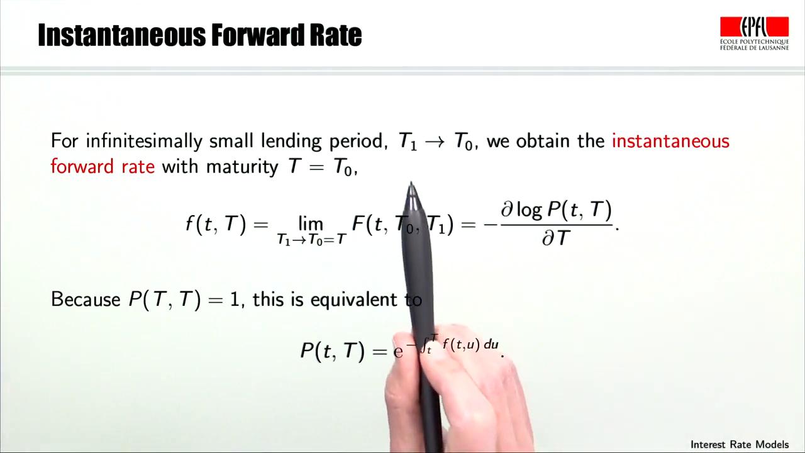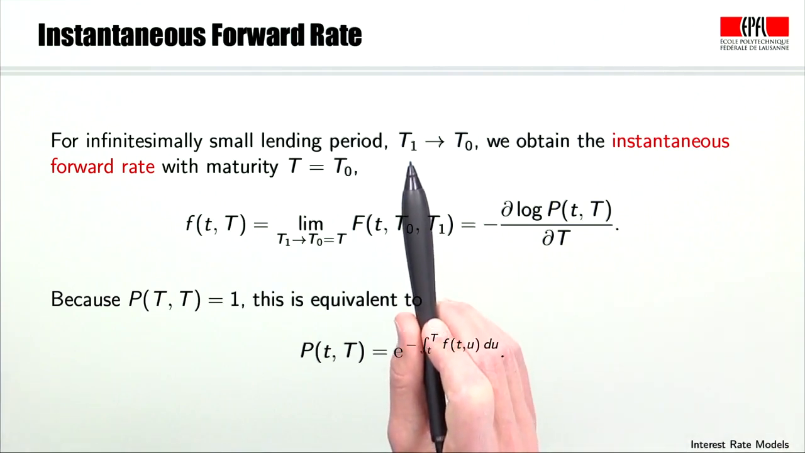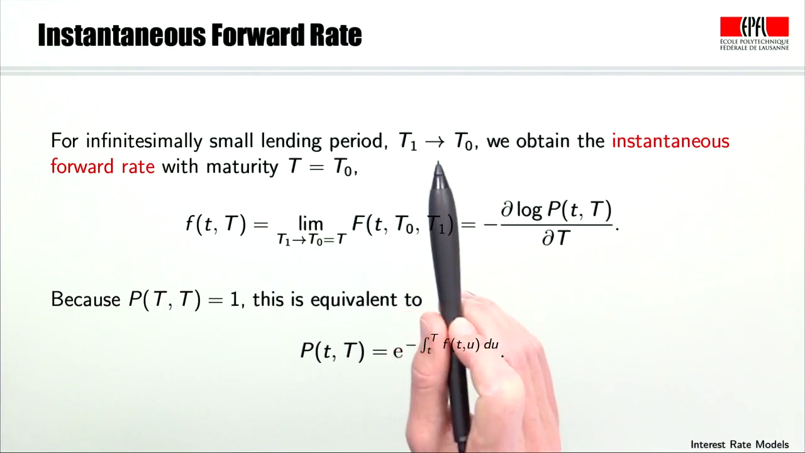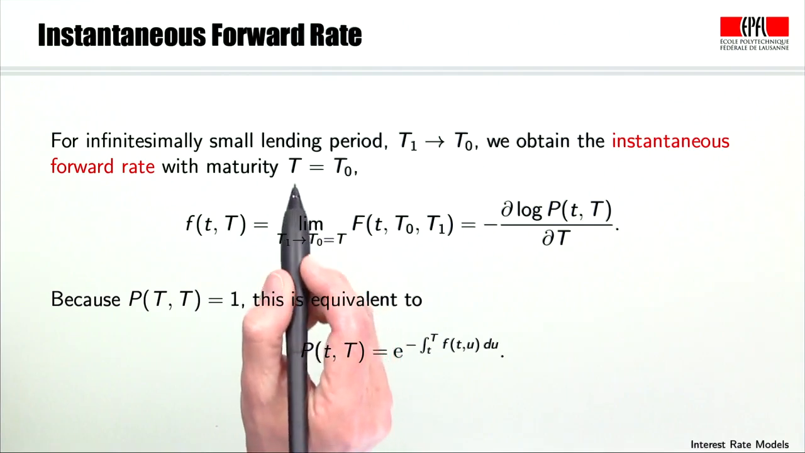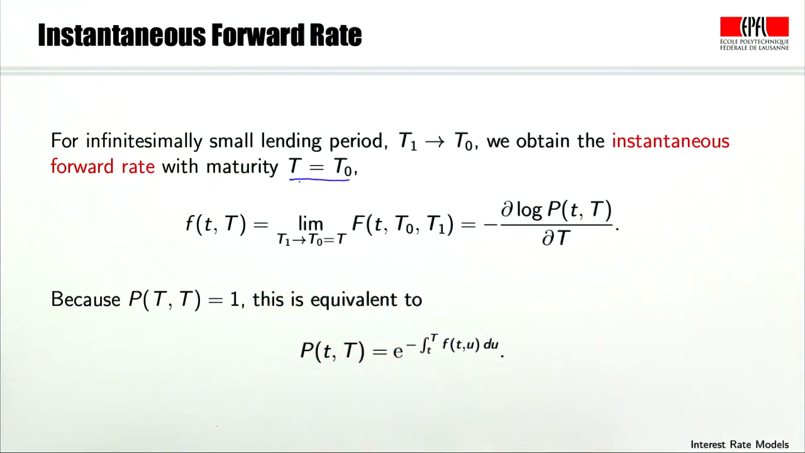If we let the length of the lending period converge to 0, that is, if we let T1 converge to T0, in the limit we obtain what we call the instantaneous forward rate with maturity T0. Elementary calculus shows you that this limit is given by minus the logarithmic derivative of the T-bond price with respect to maturity. Because the terminal value of the T-bond is 1, this relation is equivalent to this formula.